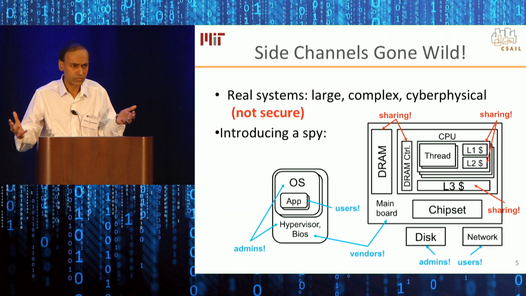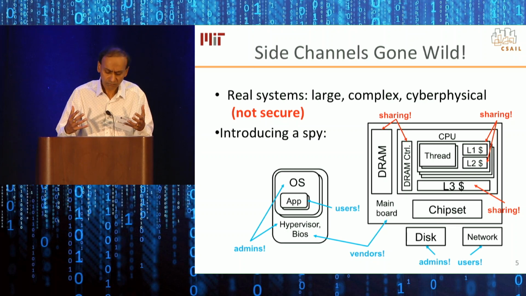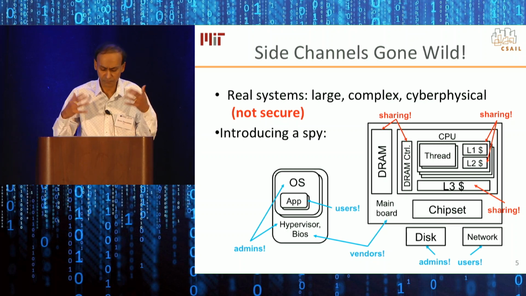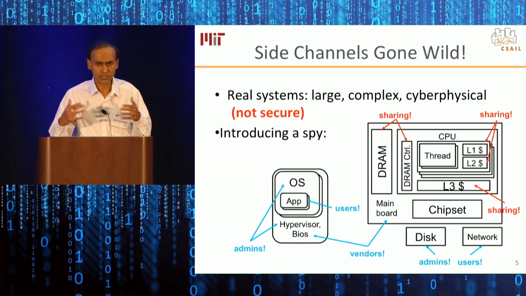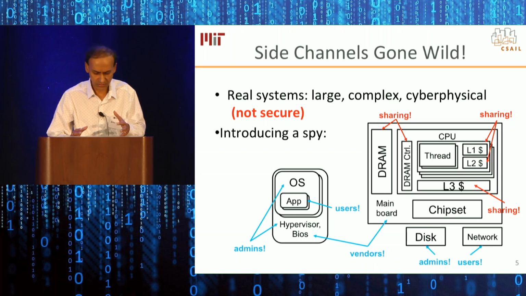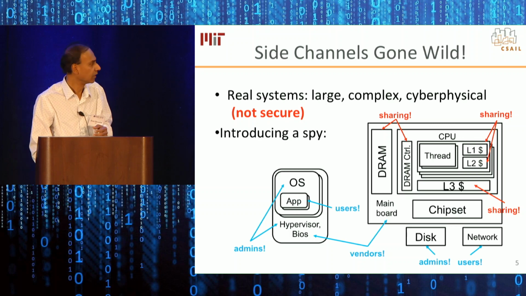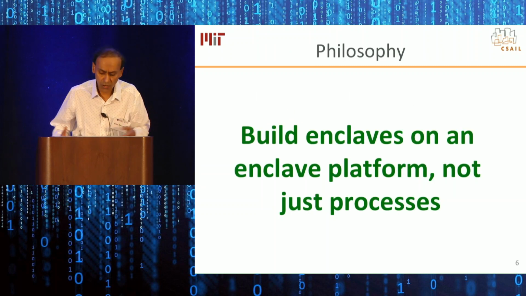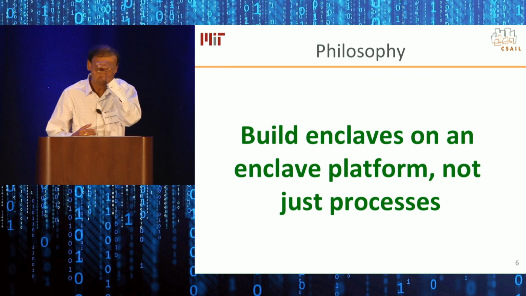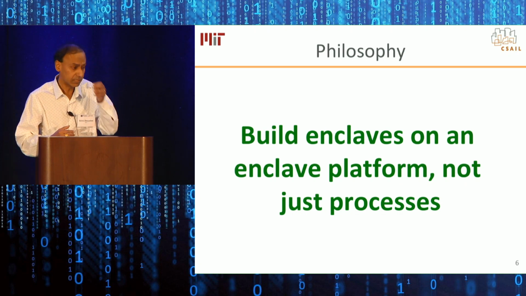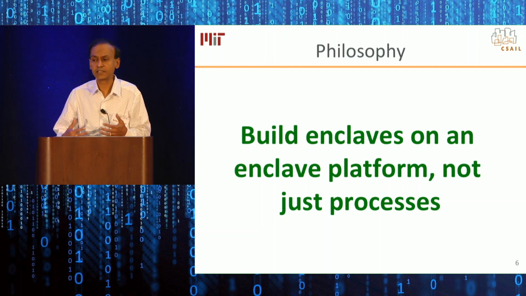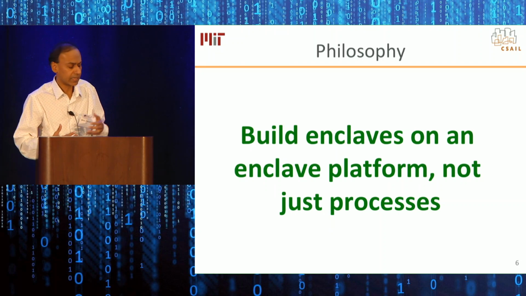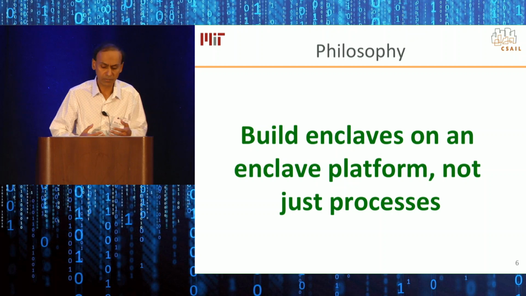There are also more domains, of course. You have many victims, you have time sharing, you have the operating system, you have hypervisors, and so there are different privilege levels as well. So this is a fairly complicated situation. Our philosophy for more than a decade has been: build enclaves, not just processes. Enclaves have an associated threat model, and you can obviously vary that threat model.